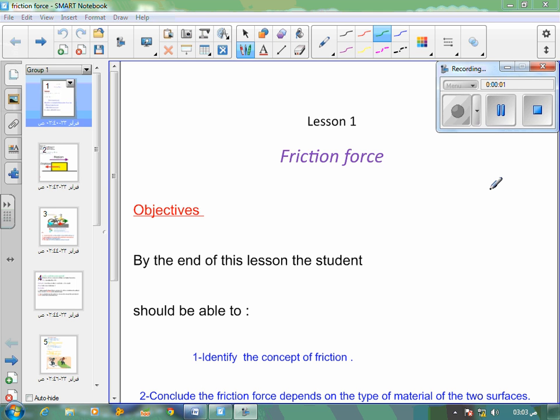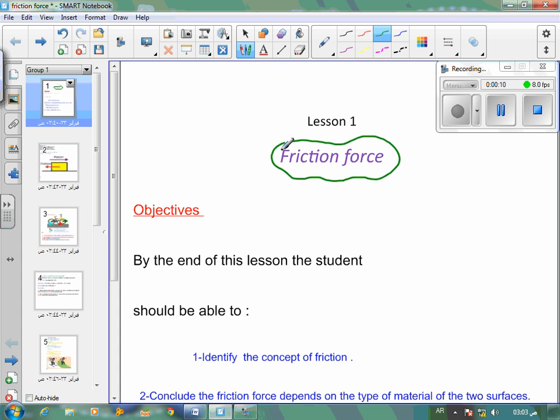Welcome Primary 5. We will study now lesson 1 from unit 1. This lesson is the friction force. But at first we must know the objectives of this lesson.